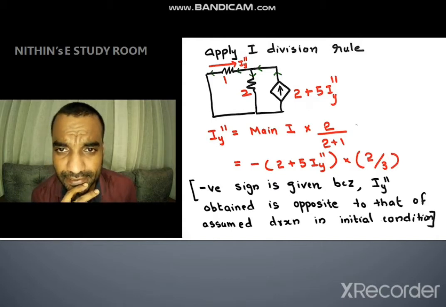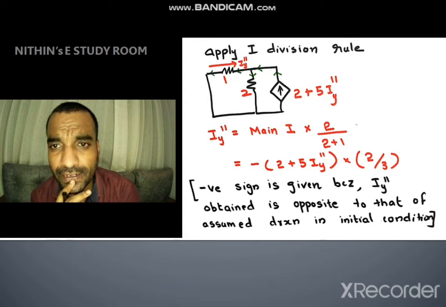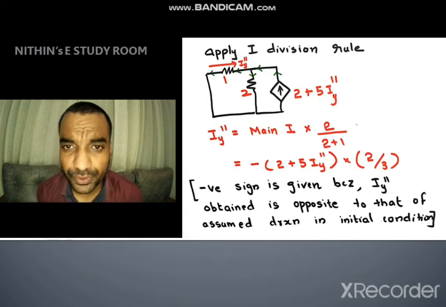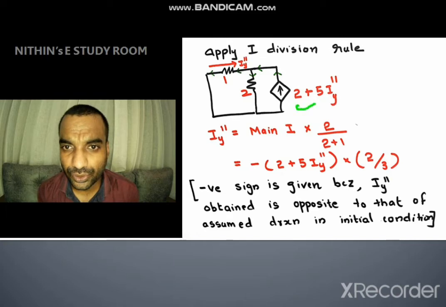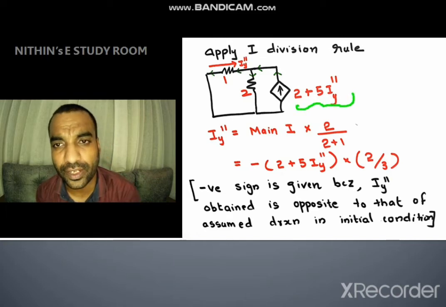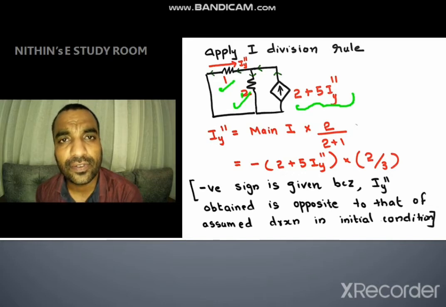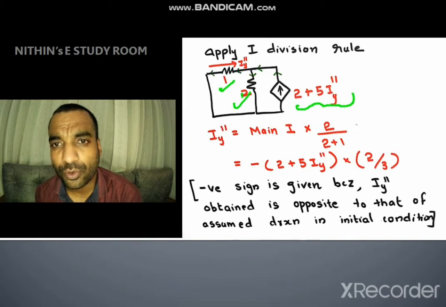So this is the slide. You can see we are applying the current division rule. What was the new thing here? Previously there were two current sources. Now I mixed these two current sources, that is 2 plus 5 Iy double dash, and the two resistances were already existing, 1 ohm and 2 ohm. Now you have to find Iy double dash.